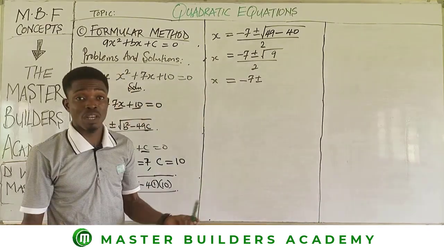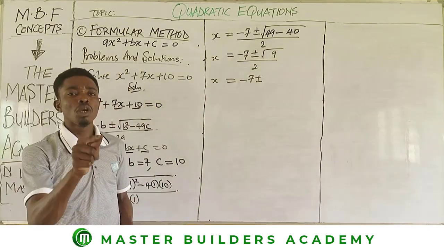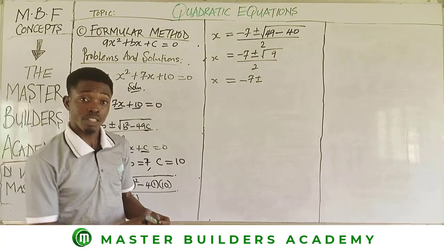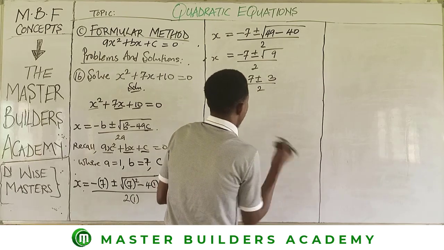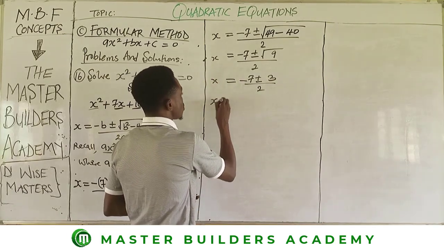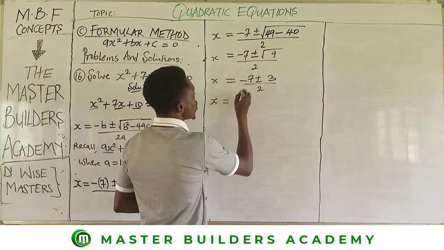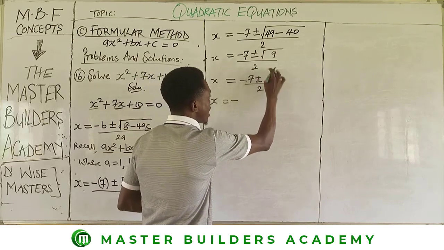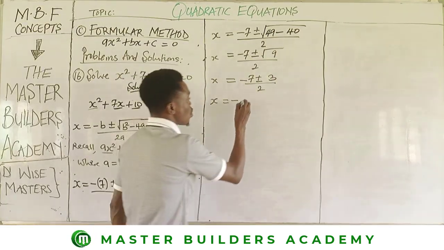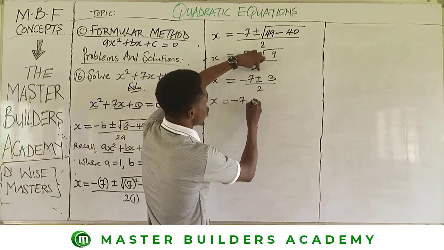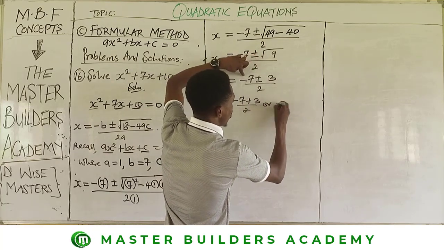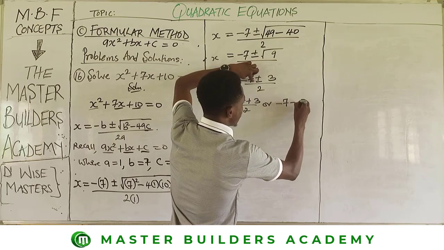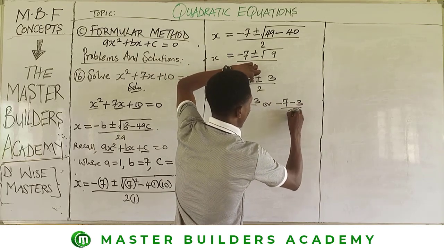Understand that 9 is a perfect square, so the square root of 9 is 3, which you can use your calculator to check out. Alright? Now this is 3 all over 2. Guys, you are done with this question. All I just need to do now is to share this sign in two places. First is to have minus 7, then I use plus sign 3 over 2, or the second time I will now use the minus sign, minus 3 over 2.